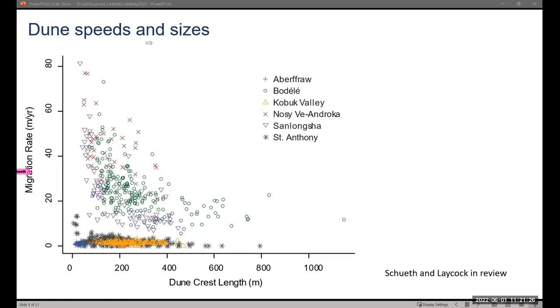And some things can be pretty clearly seen in this graph. And the first, if I just highlight one of the dune fields, the Bodele one, do that quick. So I've now encircled all the Bodele in the dark green.